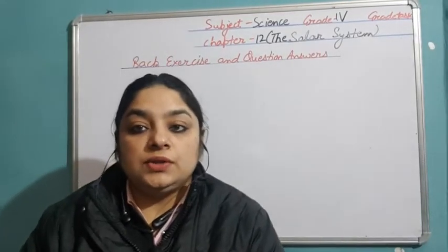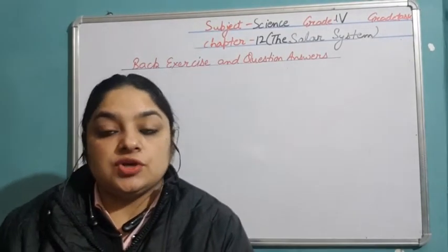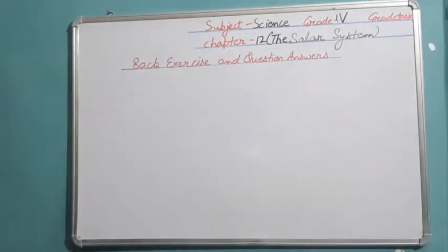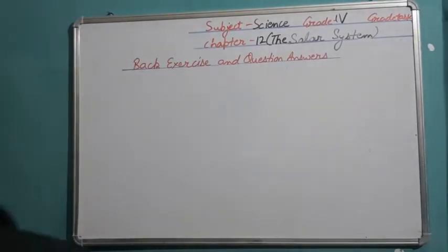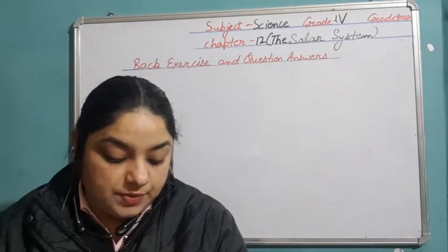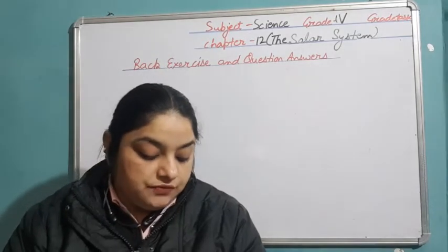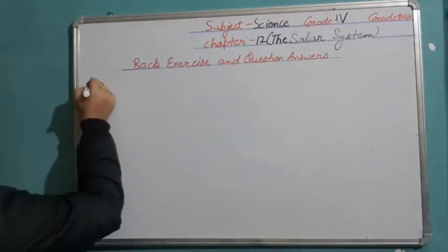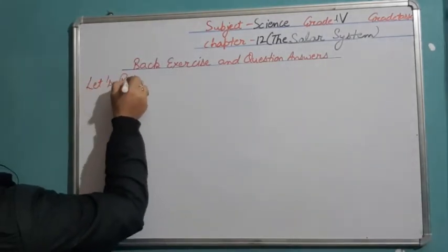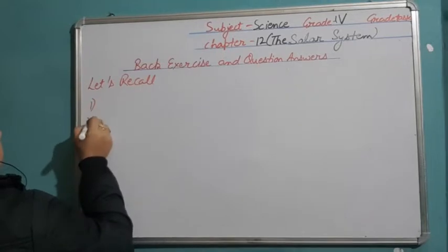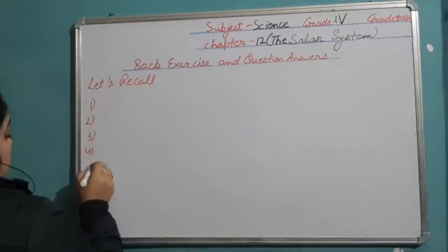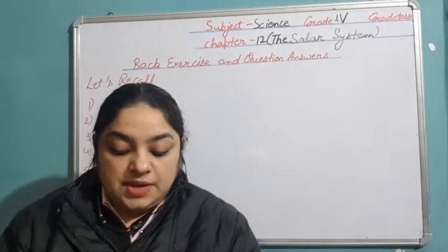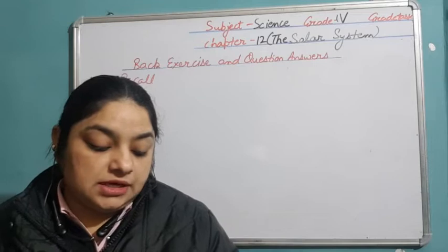So today we'll do the back exercise and question answers of chapter 12, grade 4, the solar system. Open your books, chapter 12, everyone. First of all, let's recall. Write capital T for true and capital F for false statements.